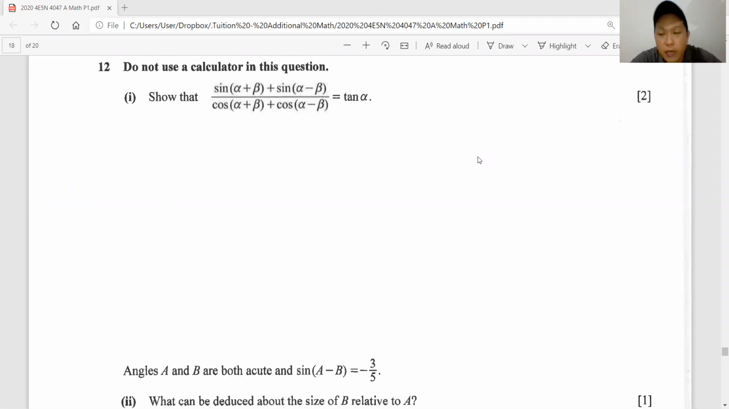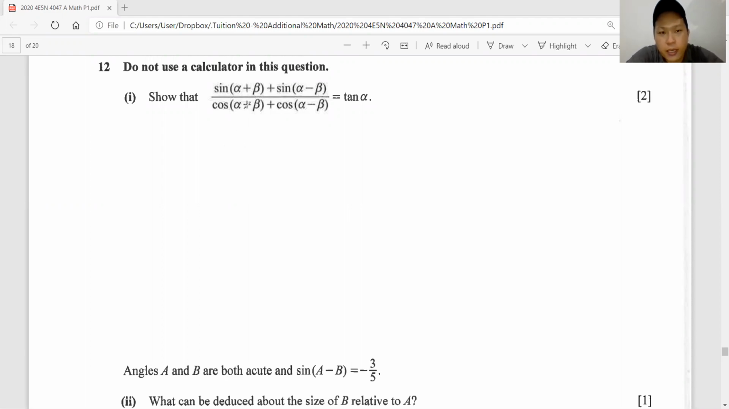There are quite a lot of parts. The first part will be showing that the left hand side equals right hand side. Typically for showing or proving questions in trigo, we want to start from the side that is more complicated. In this case, obviously it's the left. So you start from the left hand side, simplify, simplify, simplify, and then eventually become the right hand side.